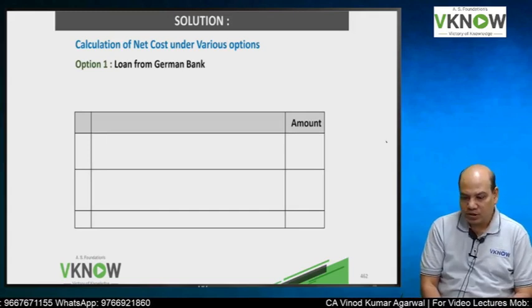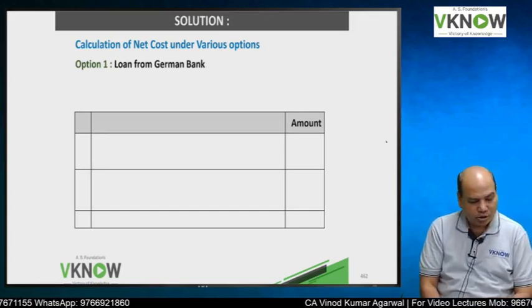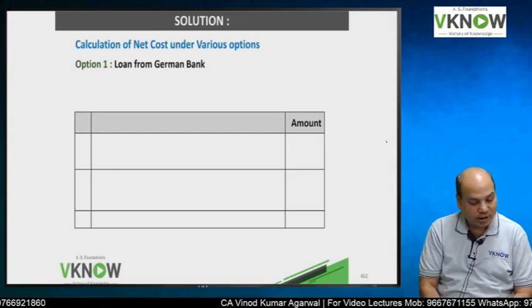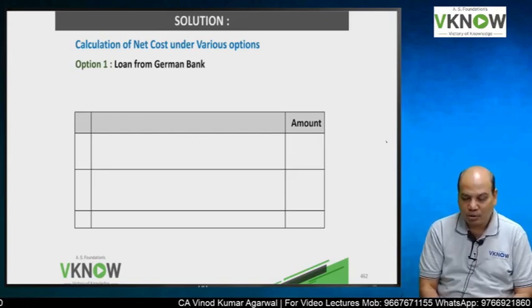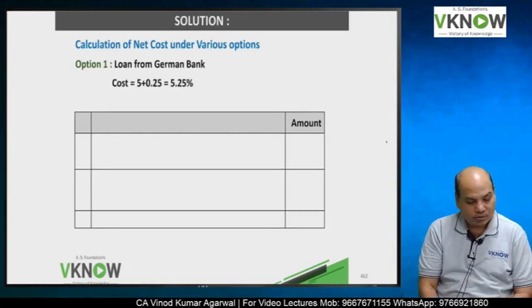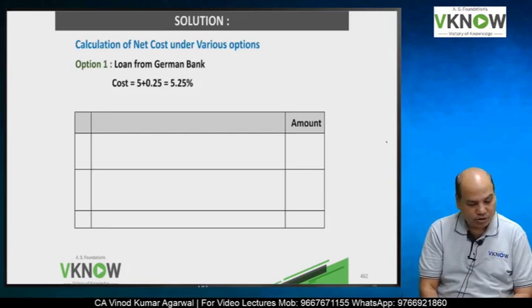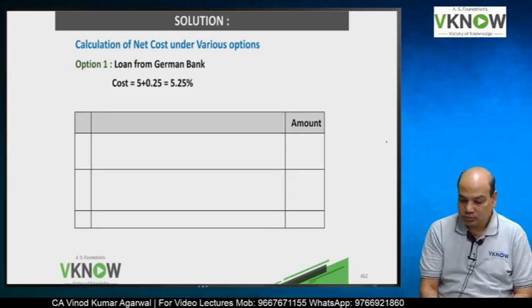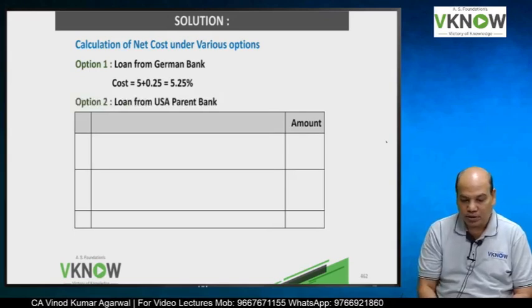As far as German is concerned, it is simple because you are a German subsidiary and you are borrowing in Germany. So exchange rate fluctuation will not matter here. Start writing: loan from German bank, and here my calculation is simple. 5% is interest and 0.25 is loan servicing charges. So that gives me 5.25%.